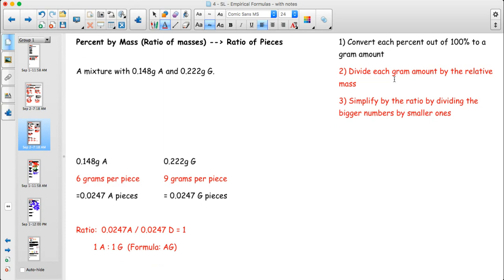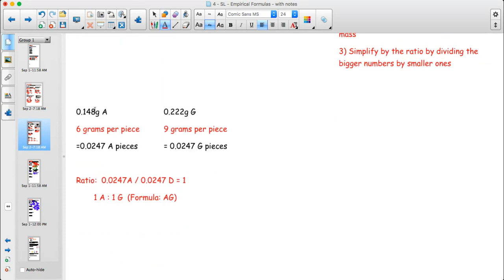Divide the gram amounts by relative mass amounts. So 0.148 divided by 6 gives me 0.0247. Now at first that seems really confusing, like how can you have this much of an A piece? And the idea is it doesn't really matter what the number is on its own. What we care about is how the number of A's compares to the number of G's. We're trying to find a ratio. So you can't get too hung up on what the actual number means. It really only matters in terms of how it compares to the other number.